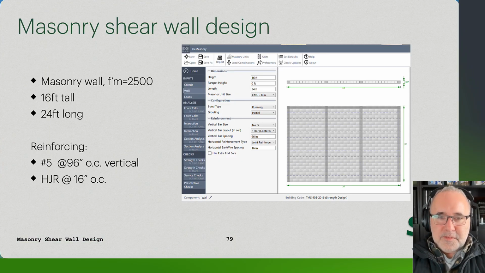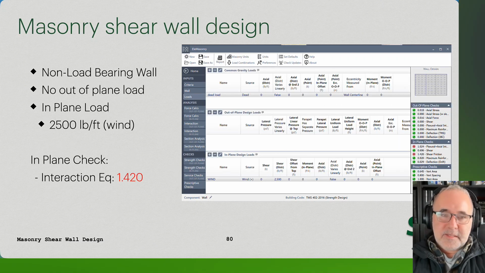A couple other examples. Masonry is a very nice program for looking at shear wall design. We can look at a very simple wall, 16 feet tall, 24 feet long, f'm of 2,500, reinforcement number 5 at 8 feet on center. We could look at this with an in-plane force of 2,500 pounds per foot. We can see that that wall, without any axial force on it, is not going to be sufficient for the overall design.